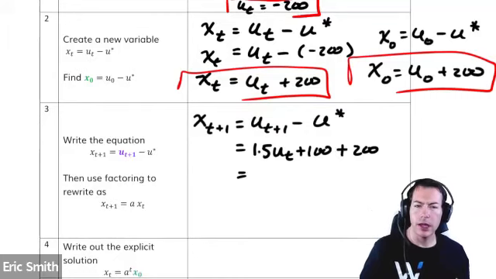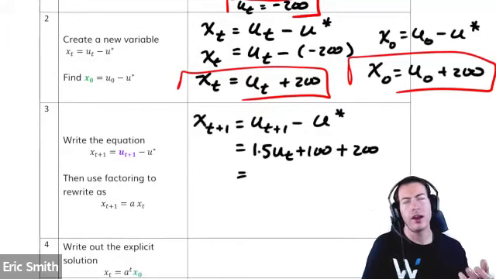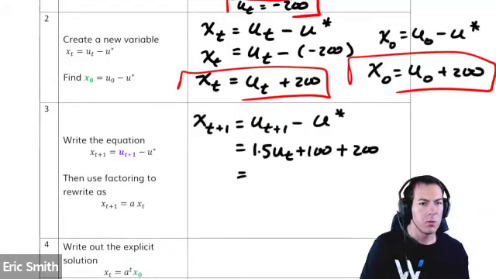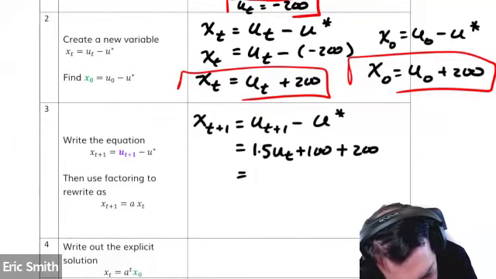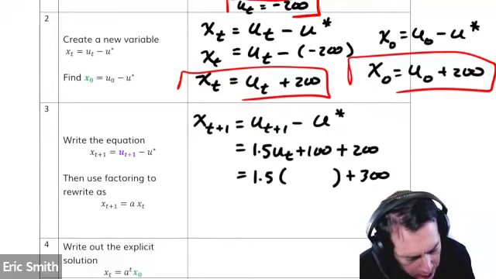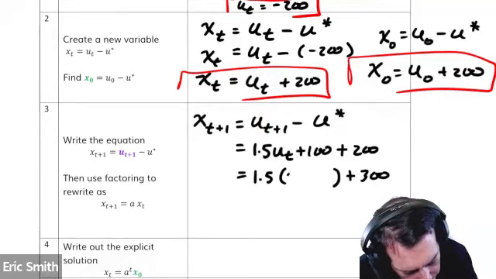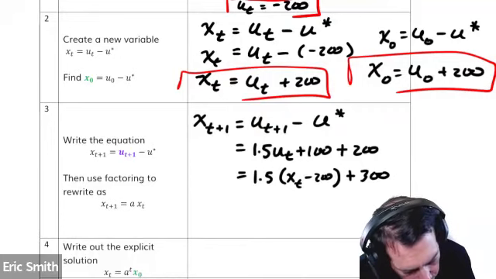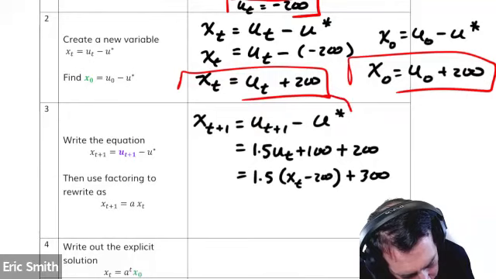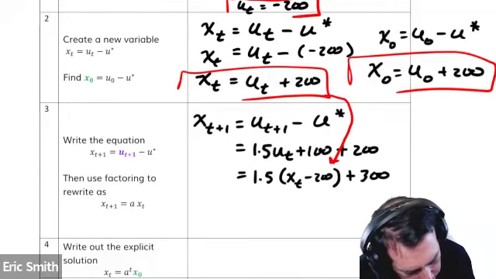And we actually have a formula for u sub t in terms of x sub t. So if we wanted to swap that out, we could as well. So I'm going to do that. So 1.5, it's just a plus 300 on the end. So this would be x sub t minus 200. So I'm taking this, plugging it right into there.